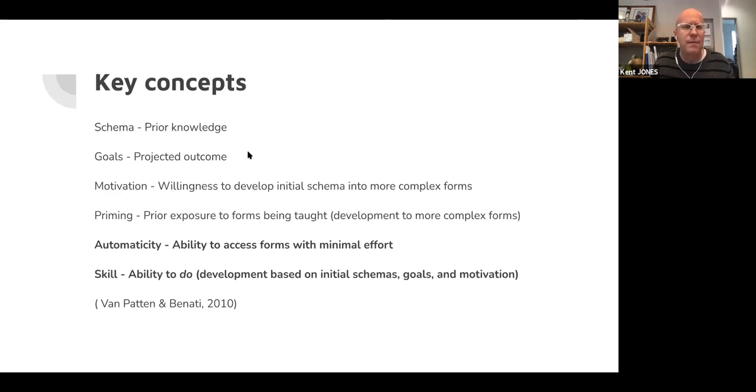And then the concept of priming is the idea that prior exposure to forms being taught will not only improve the student's knowledge, but it will also develop through this continuum into more complex forms. And then finally, I think the two key ones here are automaticity, the ability to access those forms with minimal effort, and that's really the goal within this methodology. And then in the end, develop real skill, a real ability to do things, which in our case is the ability to speak and listen and take part in not only conversations, but also debates.